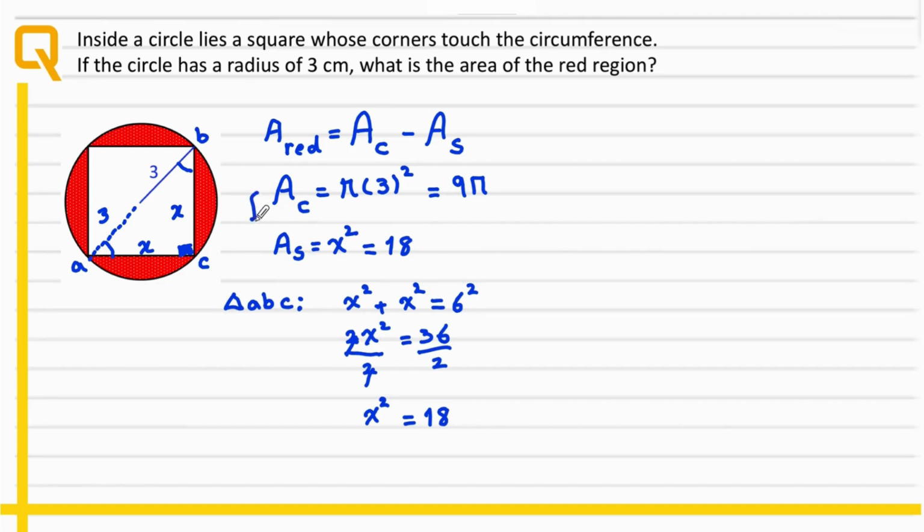Now we have A for circle and A for square. We can plug in this equation. So A red becomes 9 pi minus 18. We can simplify this by factoring out 9 from these two terms and write A red as 9 times pi minus 2.